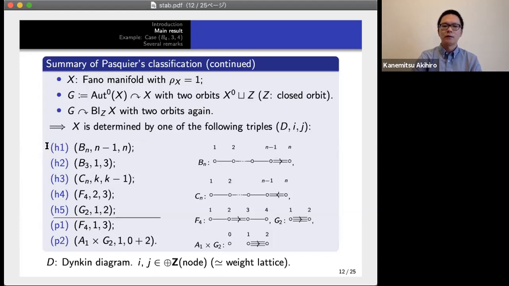The first one is (B_n, n-1, n), and B_n is labeled as in this diagram. And the second case is (B_3, 1, 3). And the third case is (C_n, k, k-1), and C_n is labeled as this. And the fourth case is (F_4, 2, 3), and F_4 is this one. And the fifth case is (G_2, 1, 2), and G_2 is this one.